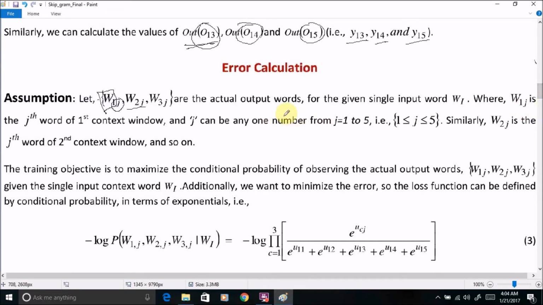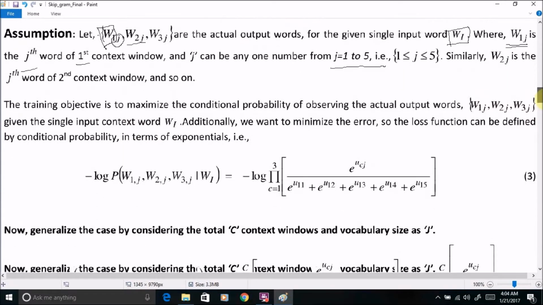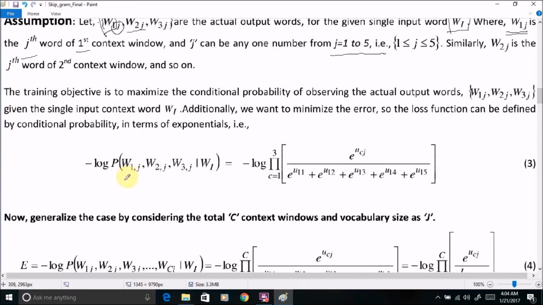As we discussed earlier, from each context window we select a single word as an output. So now let W1J, W2J, W3J be the actual output words for the given single input word Wi, where W1J is the jth word of the first context window and J can be any number from 1 to 5. Now the training objective is to maximize the conditional probability of observing the actual output words W1J, W2J and W3J for a given input word Wi.